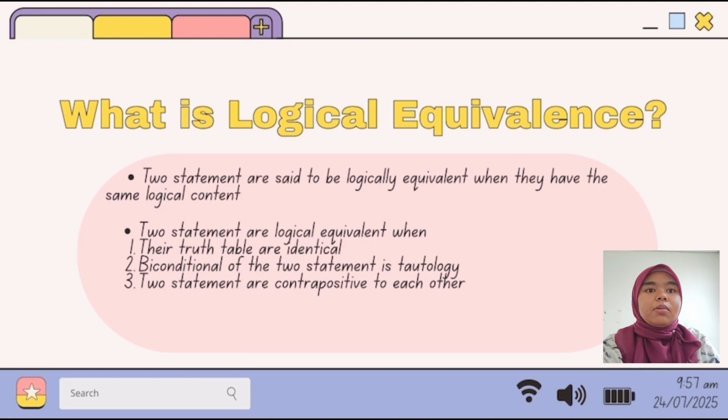I will explain about logically equivalent. So, the meaning of logically equivalent is when two statements have the same logical content. There are three ways to prove that two statements are logically equivalent. First, we can show that their truth tables are identical. Second, the biconditional of the two statements must be a tautology. And the third way is we show that the two statements are contrapositive to each other.